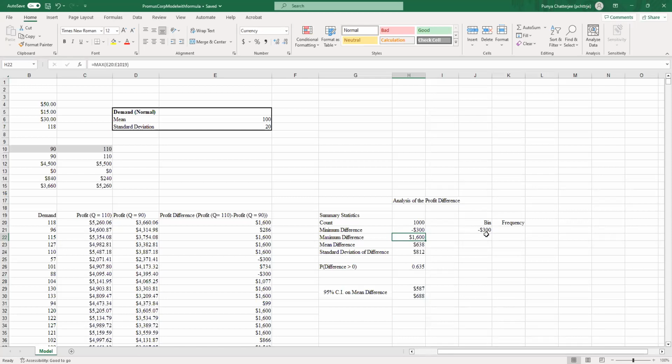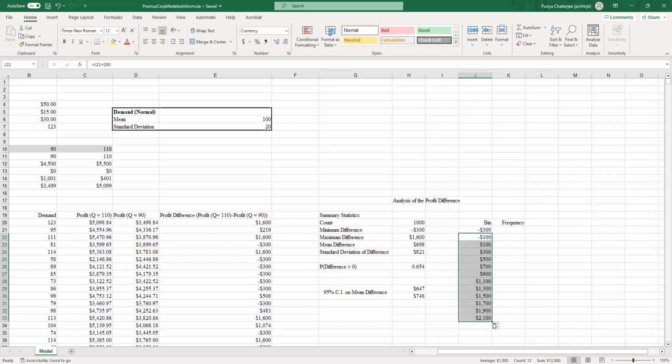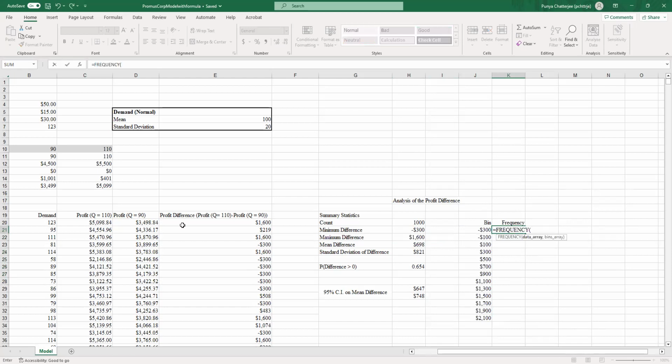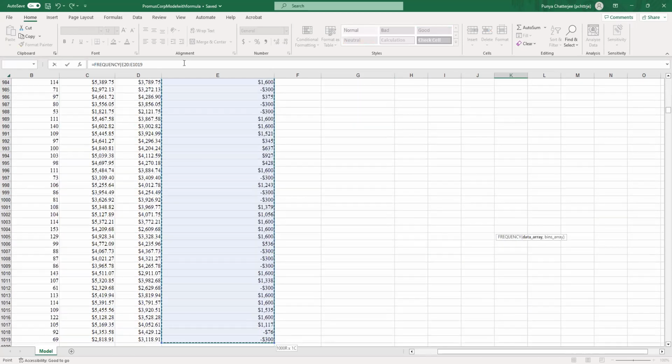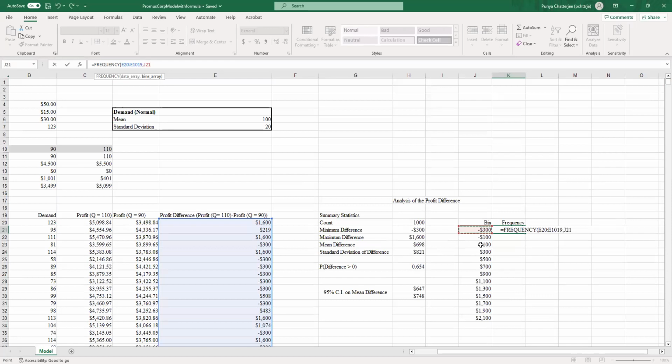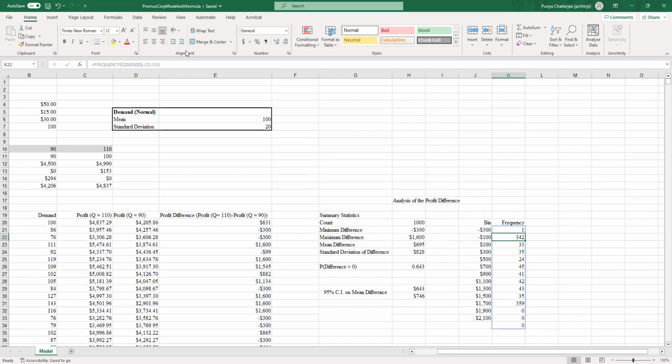I'm just going to do, let's say, 200, plus 200, and then I'm going to drag it down until I have passed a little bit more than the max difference. Okay, looks pretty good. Now I'm going to use my frequency formula, and your data array, comma, and your bin array. Okay, there you go. And let's make our histogram.